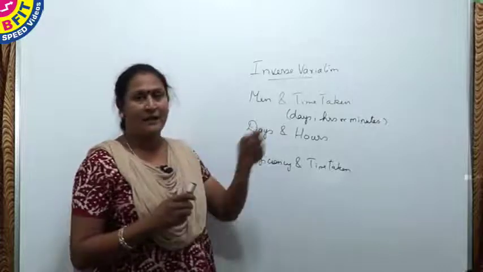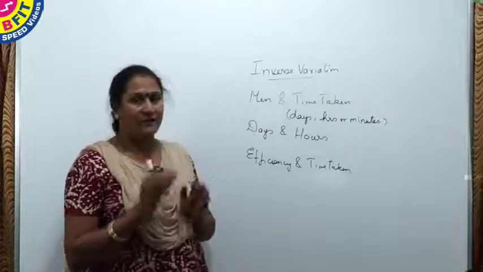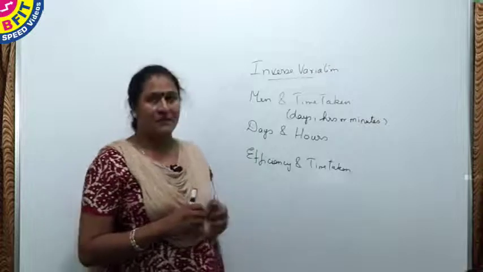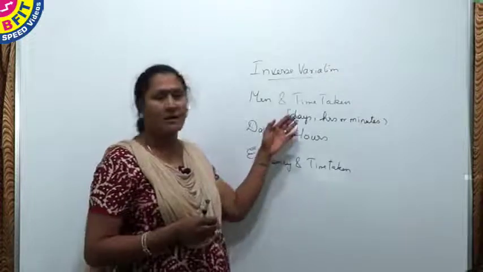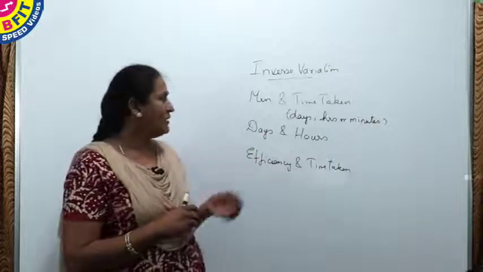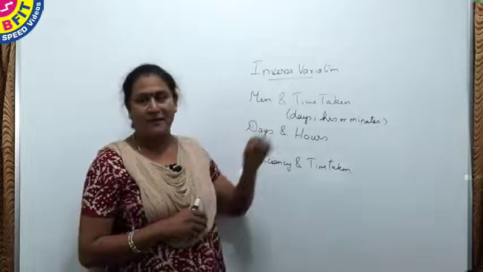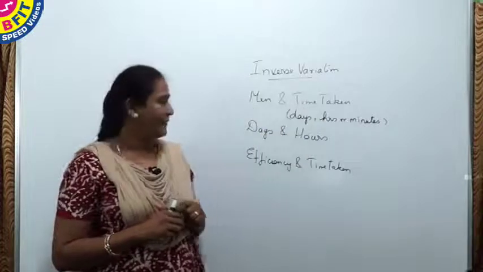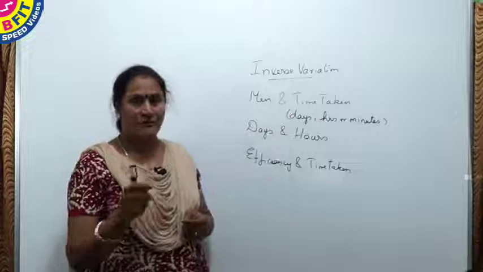Say men and time taken. For a given work, if there are more men, they will take less time, whether it is given in days, hours or minutes. We saw an example based on that. More men, time taken is less. So both men and time taken vary inversely. And days and hours also vary inversely.